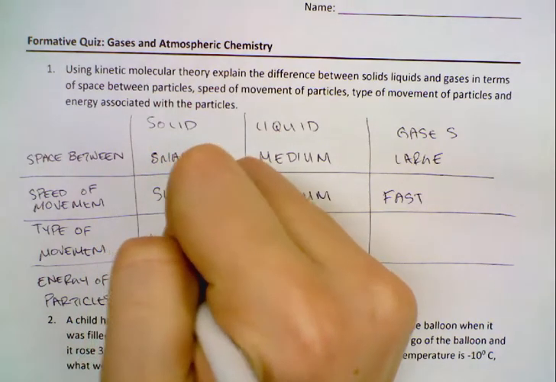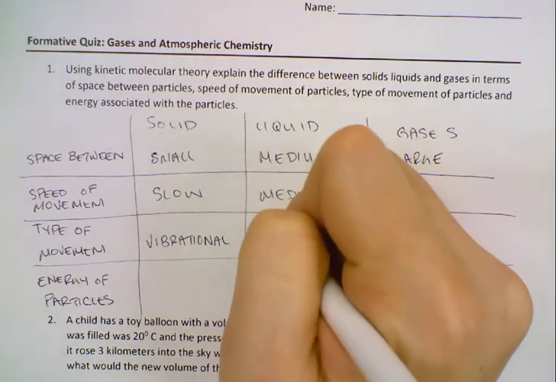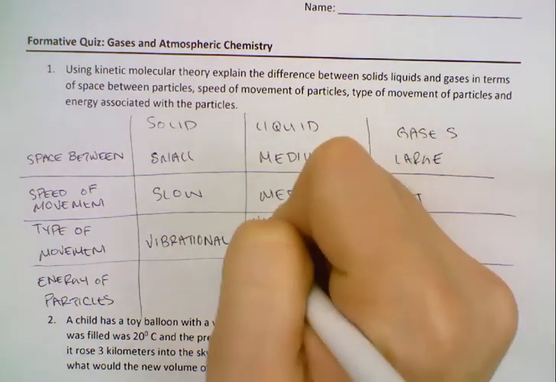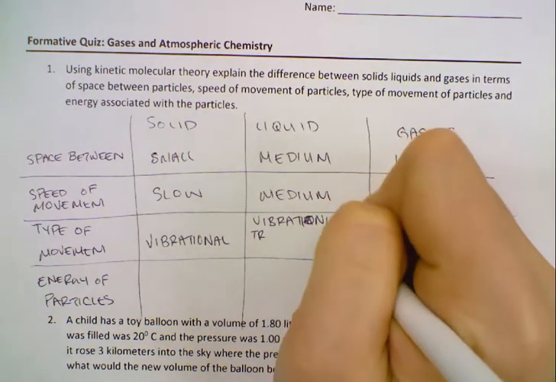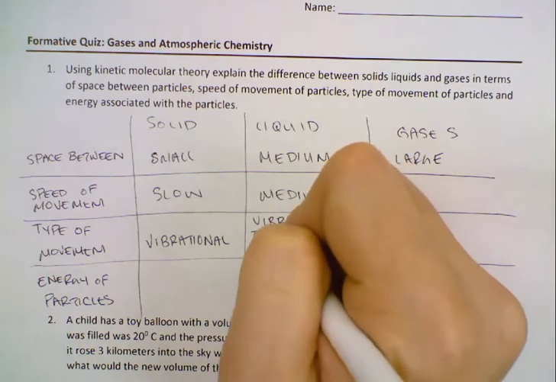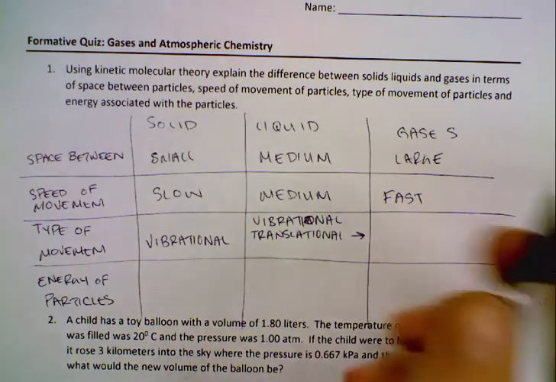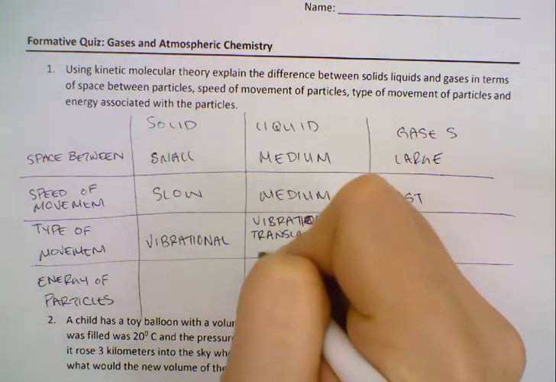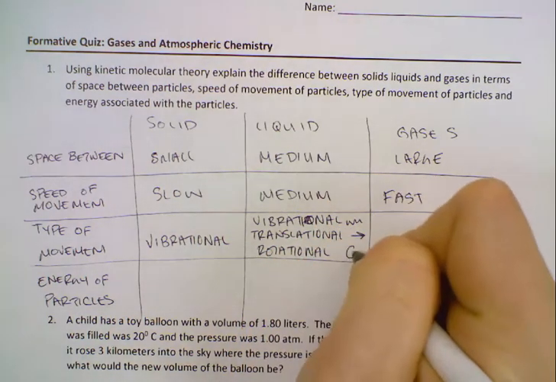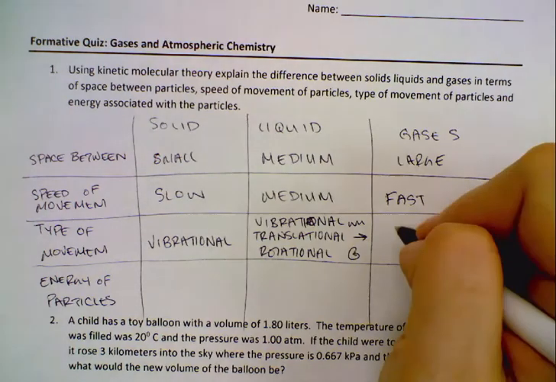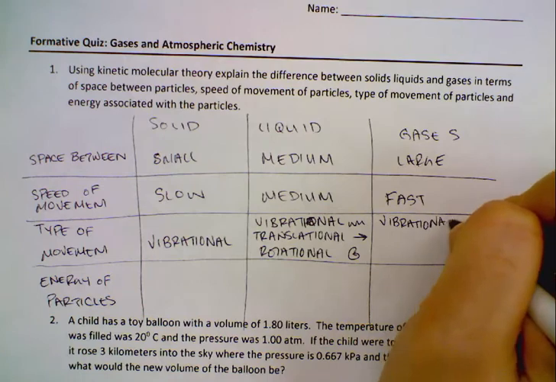solids are only at vibrational energy. Liquids, though, can show vibrational, they also show translational energy or movement, so that's moving in a straight line. It's just vibrating. And last one is rotational, so they can rotate in a circle. Gases also can show all three.